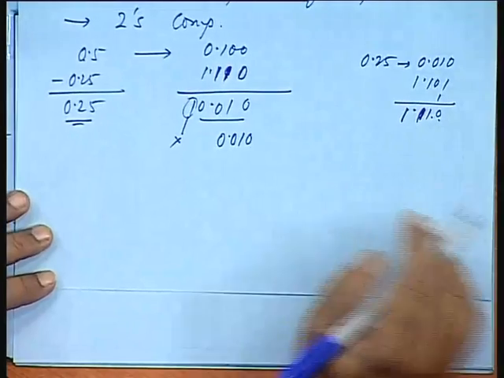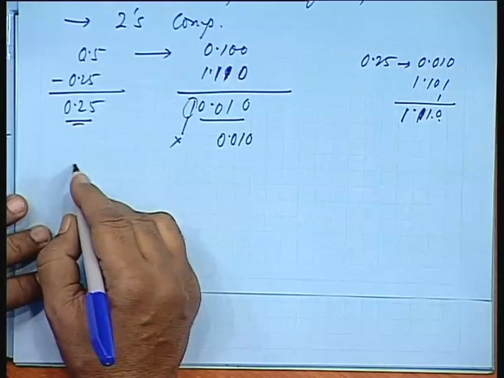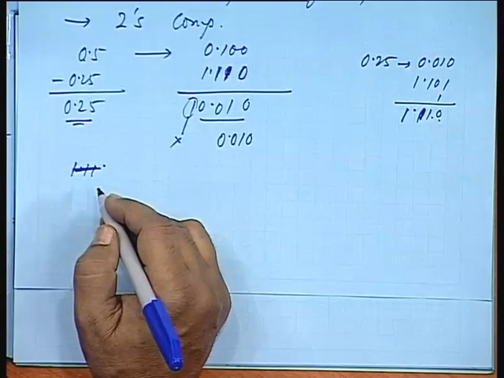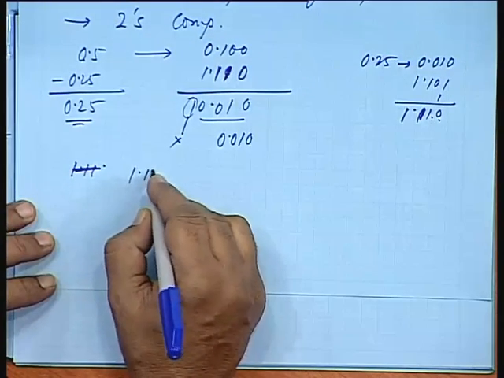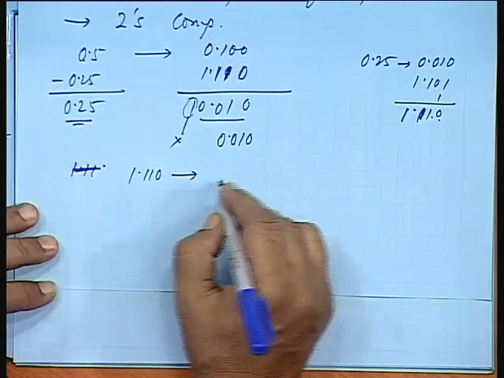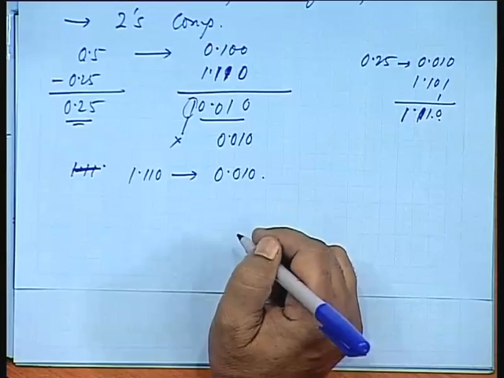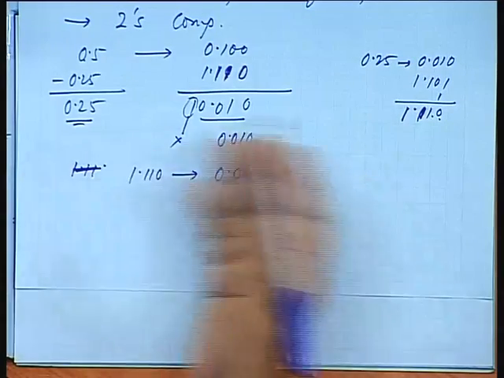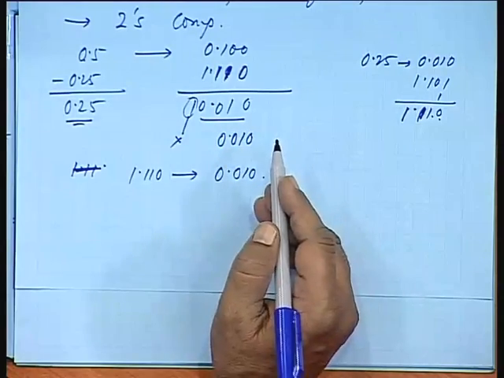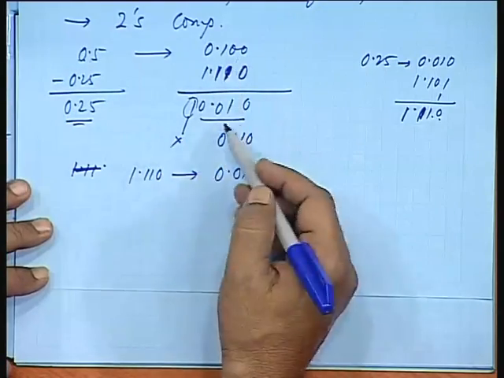Is this all right? So, this carry is dropped. Otherwise 1.110, let us see 1.110, what will be 2's complement? 0.010. You can do by a simple subtraction also. The 2's complement is simpler. You just take the negative quantity in 2's complement, positive quantity remains as it is. So, add them together, that gives you the result.